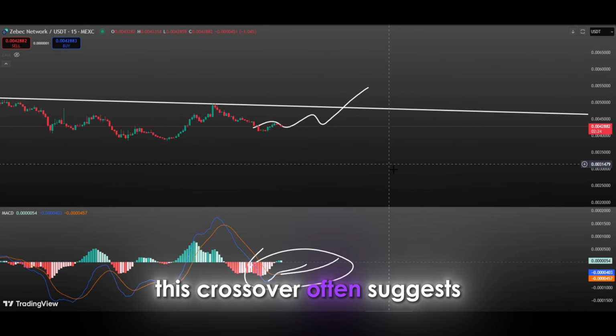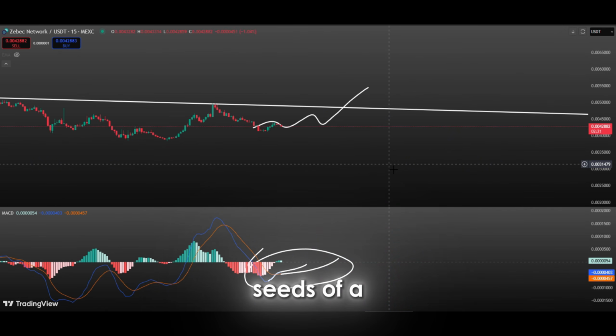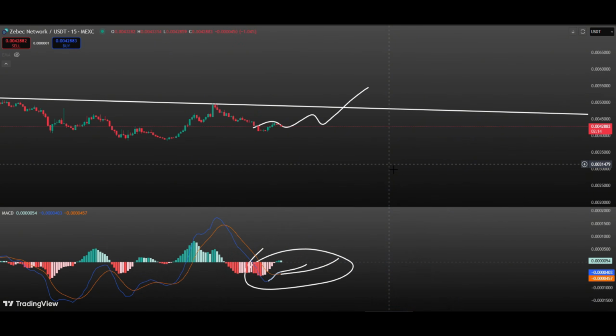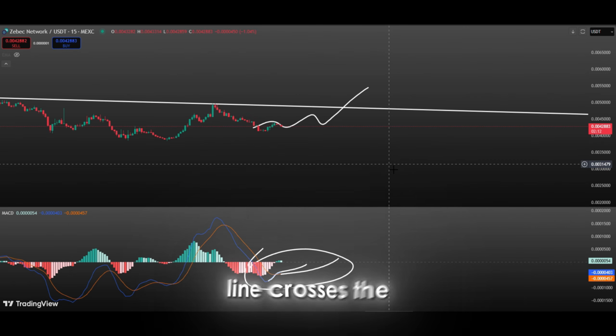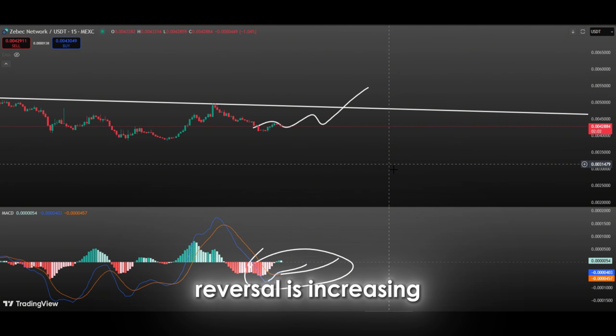This crossover often suggests that a downtrend may be coming to an end, and that the seeds of a new uptrend are being planted. In other words, this signal shows that a valuable opportunity window may be opening for investors. When the MACD line crosses the signal line from below, especially when this occurs below the zero level, it typically signals a stronger potential upward move. This suggests that the current downtrend is losing momentum, and the likelihood of a trend reversal is increasing.